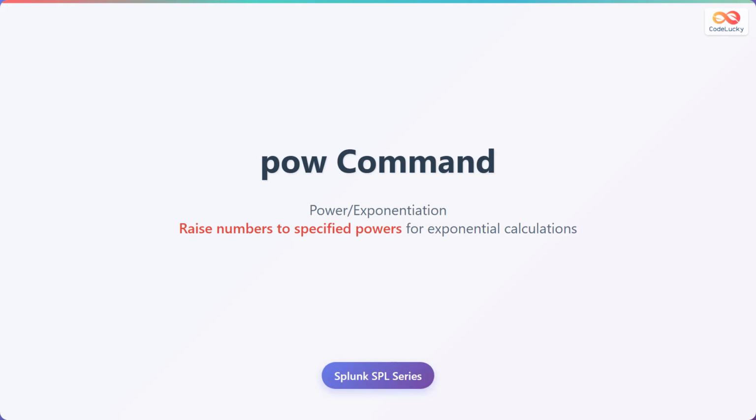Today we're exploring the pow command, which stands for power or exponentiation. This mathematical function allows you to raise numbers to specified powers for exponential calculations. The pow command is essential when you need to perform advanced mathematical operations on your data, such as calculating compound growth, areas, volumes, or any scenario where you need to multiply a number by itself multiple times.